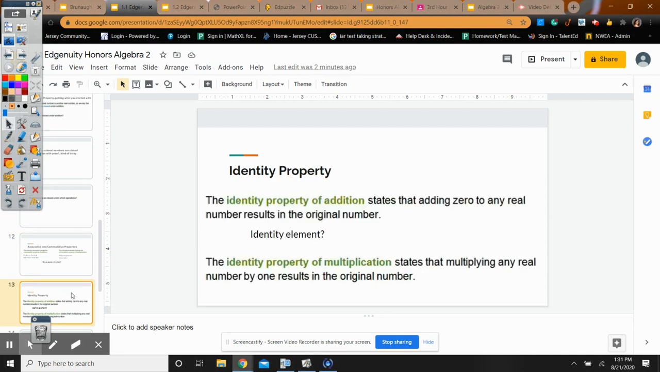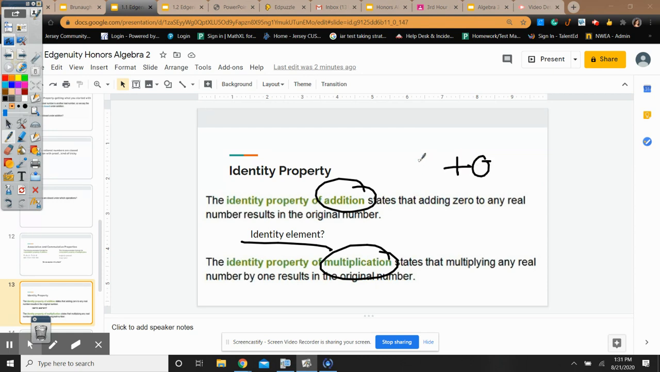Looking forward to the identity property. The identity property has this idea called an identity element, and there's an identity property of addition and of multiplication. There is a special number, and we use it sometimes when we're checking for closure, that gives you what you started with. The identity element of addition is 0. If you take A plus 0, you get A.